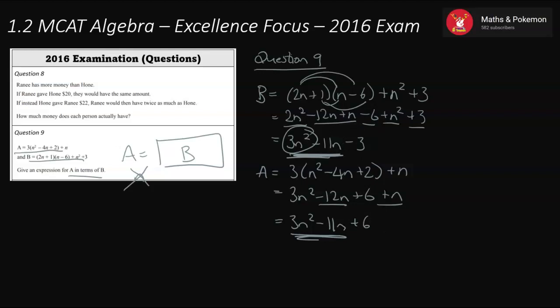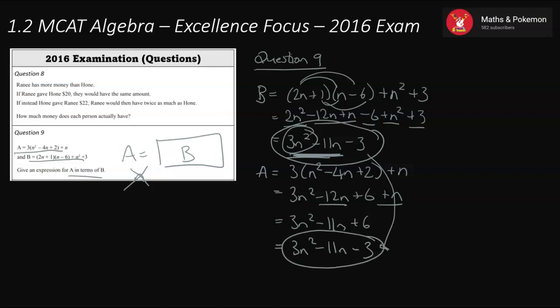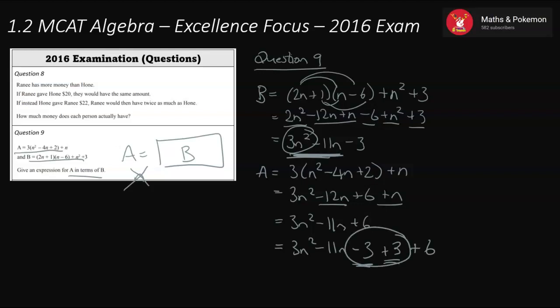So thinking about this, I'm trying to get a equals something. So what I'm going to do is be a bit cheeky. 3n squared minus 11n minus 3, that was b from above. But the only issue is I've changed this a little bit. So if I've done a minus 3 here, I'm going to do a plus 3 here. So those add to 0, so I haven't changed anything. And then I'm going to do that plus 6 from before. So you can see in the middle, I've added in a plus 3 and a minus 3, and that helps me match what I've got before.